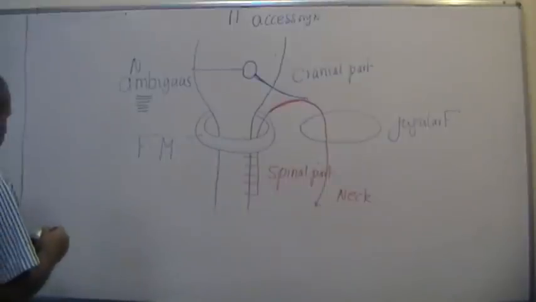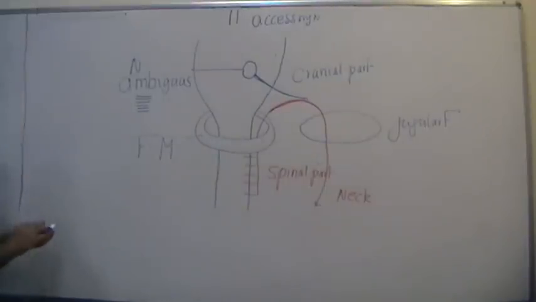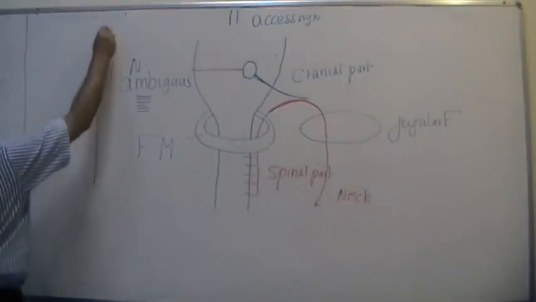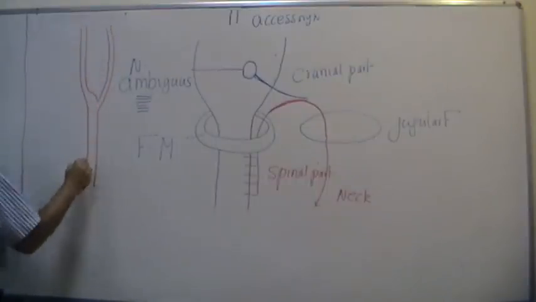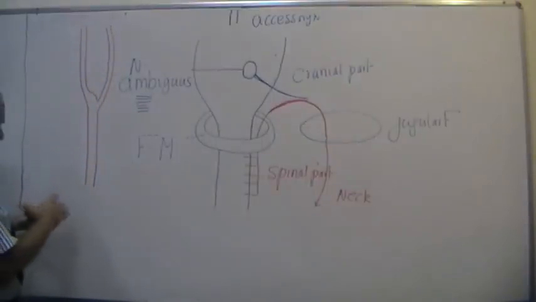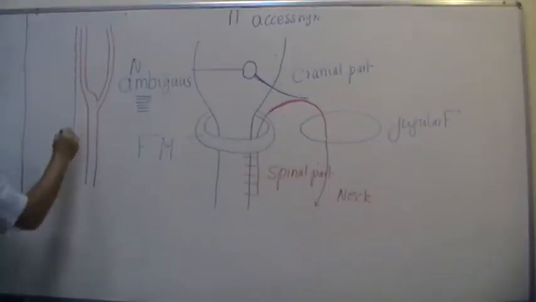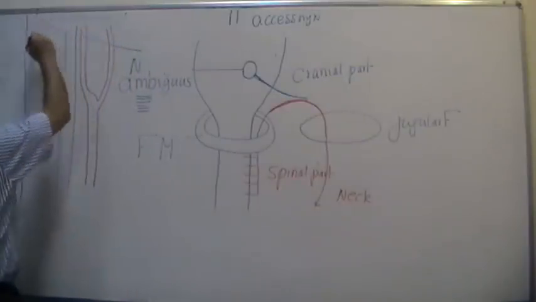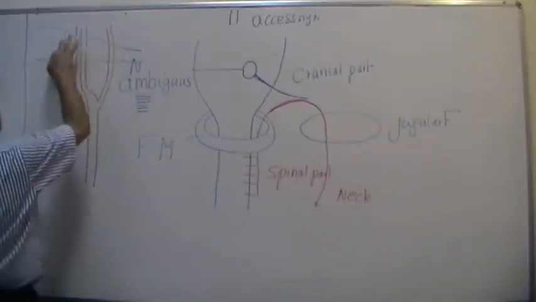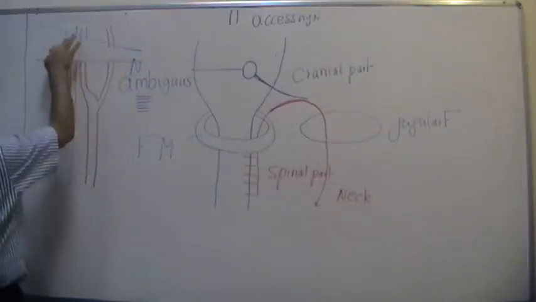And if this is the common carotid artery, this is the external carotid artery, and this is the internal carotid artery. And on its lateral side, there is the internal jugular vein, and this is the posterior belly of the digastric muscle crossing the sheath.